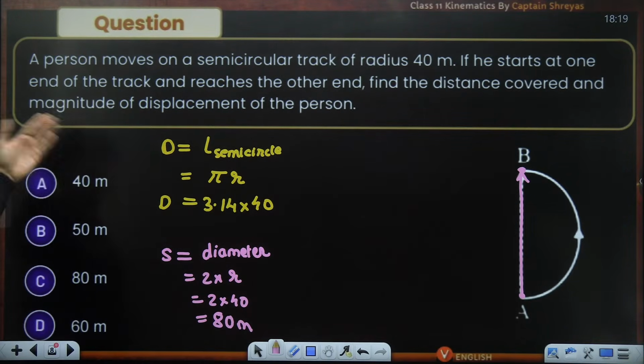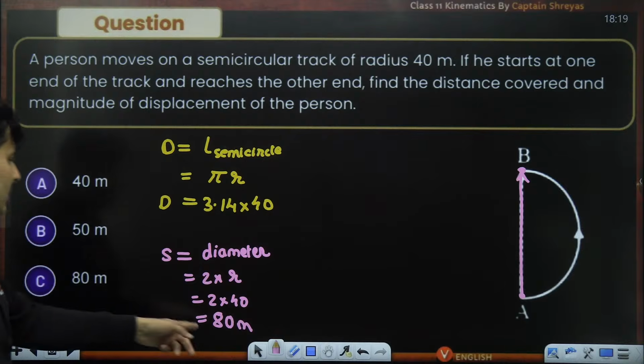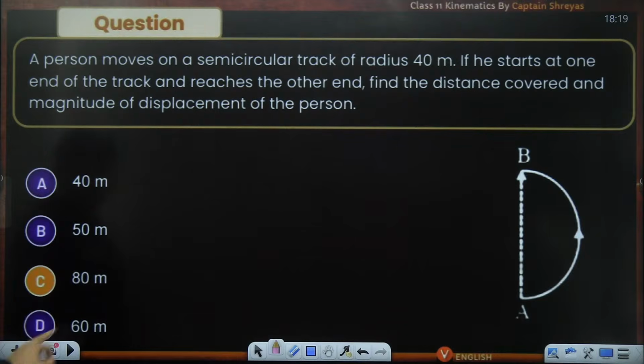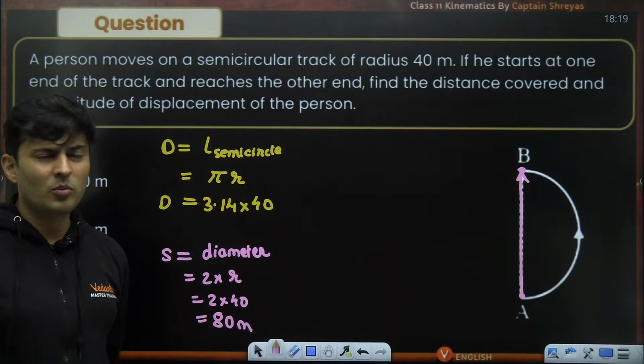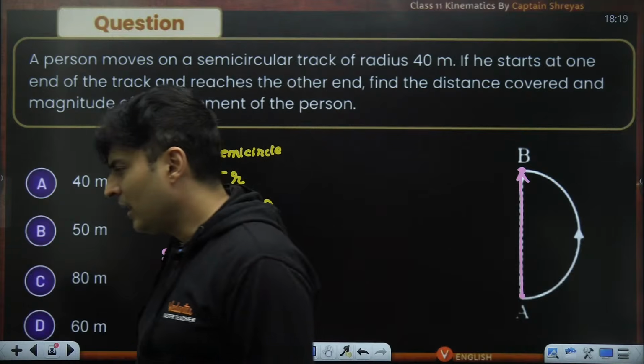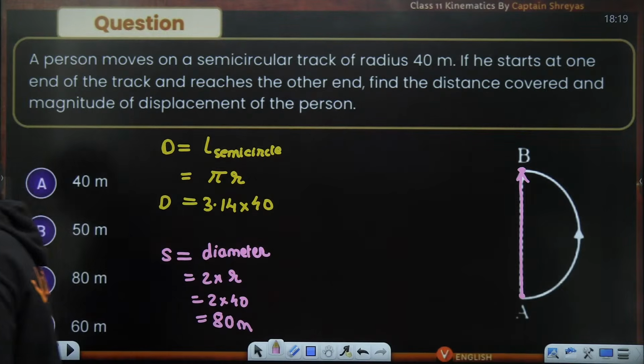So find the distance covered and the magnitude of displacement. So displacement is 80 meters, but if you want to find the distance traveled, the distance traveled will be 4 into 3.14. So it will be close enough to 12 point something. Yeah, everyone till this point absolutely clear?